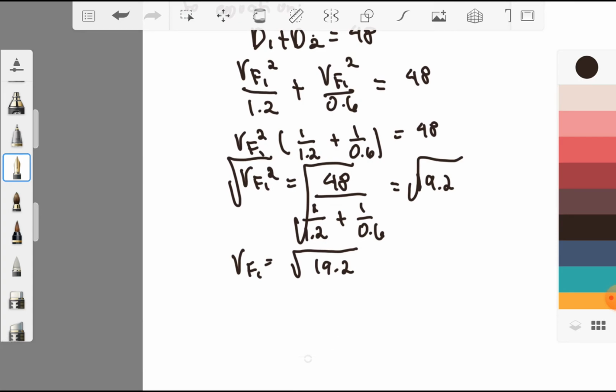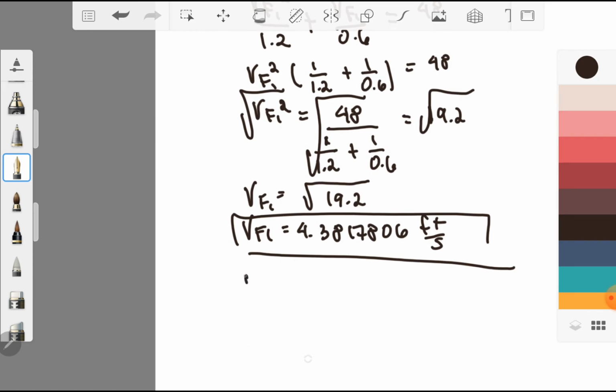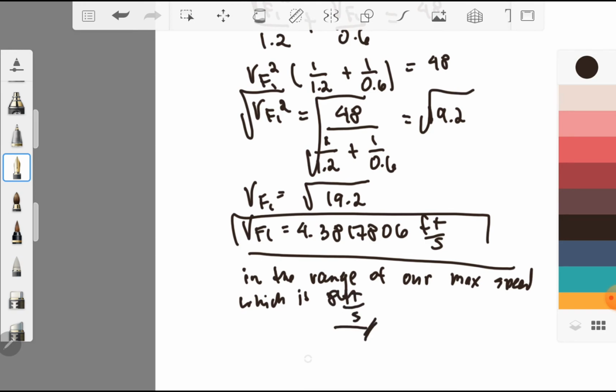So, we'll have a value equal to the square root of 19.2, which is 4.3817806. This is feet per second. This will be our VF1, hindi siya 8. So take note that this 4.381 is in the range of our max speed, which is 8 feet per second. Okay?